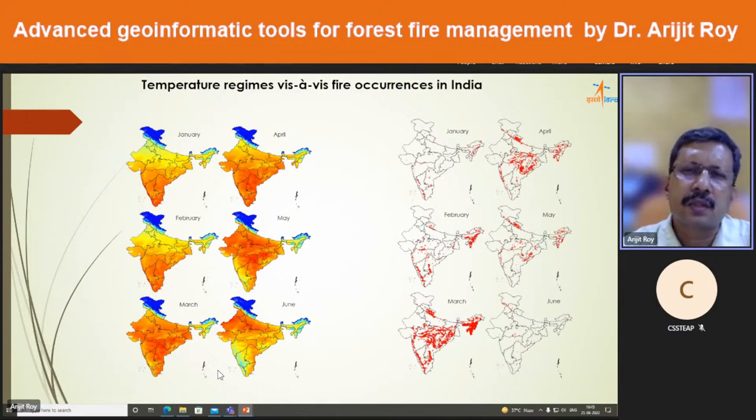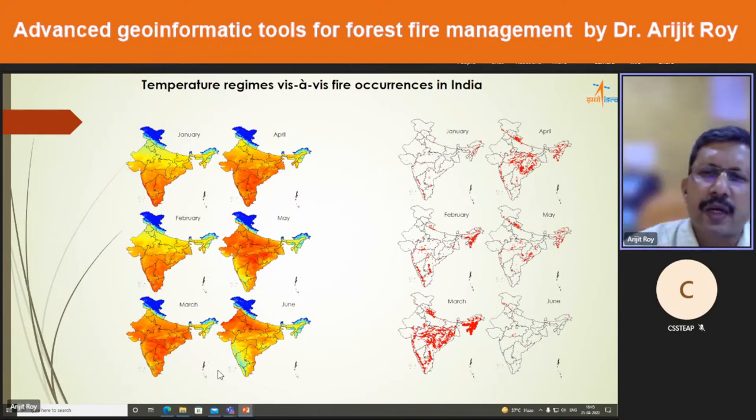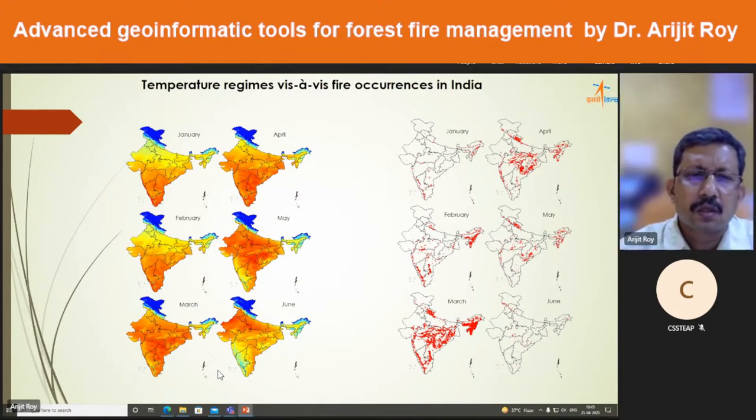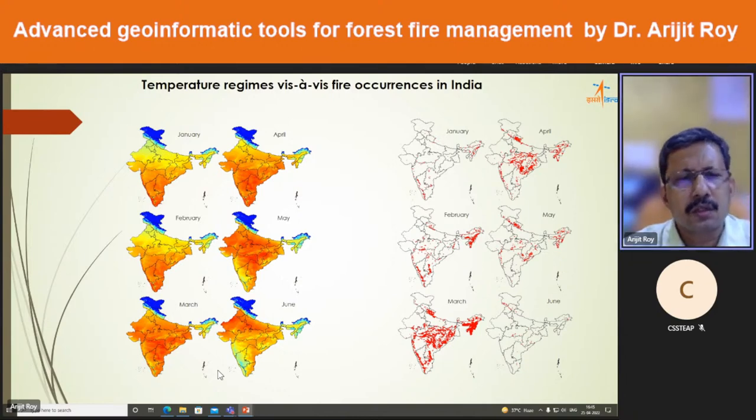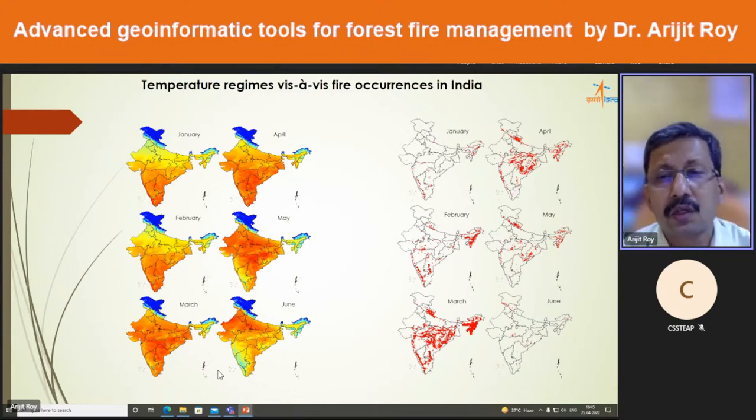So you can see that during January, the southern part of the country is hot. And you have fire activities in the Nilgiris and the southern Western Ghats. By February, more of the area in the southern part of the Indian subcontinent warms up, and you have fire activities mostly concentrated in the Western Ghats and the Eastern Ghats and some part of the Deccan Peninsula.